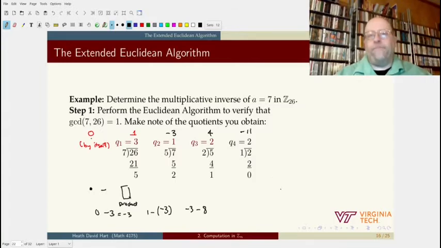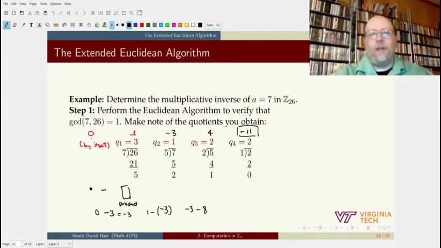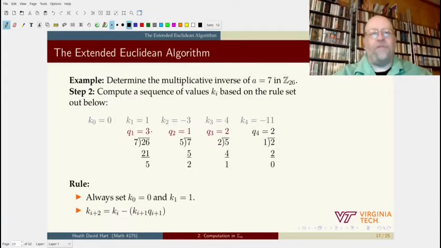And I don't have to keep going. Once I have a number over my last quotient, I can stop. So I don't have to calculate 4 minus a negative 22. I finished with a negative 11. So the numbers that came up here, 0, 1, negative 3, 4, and negative 11, are these numbers right here.